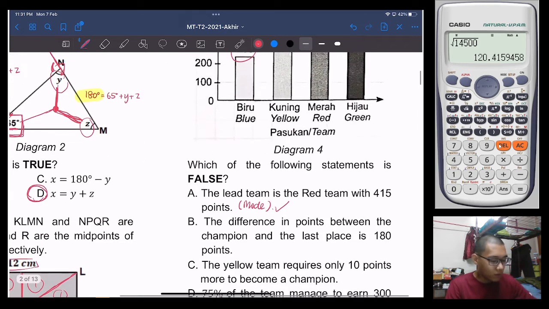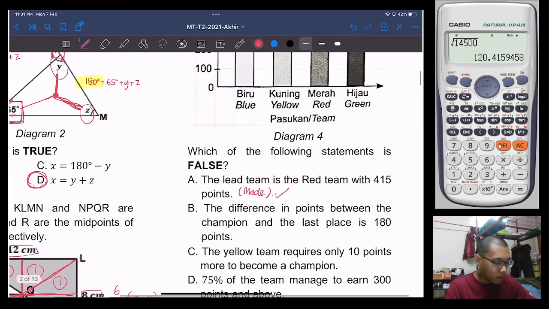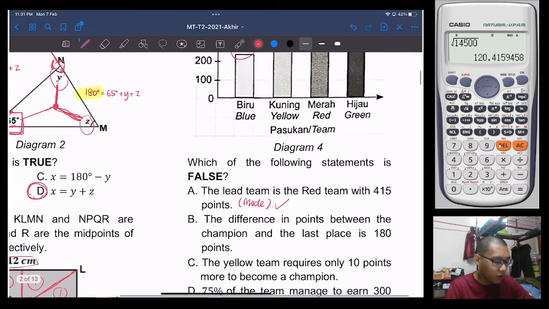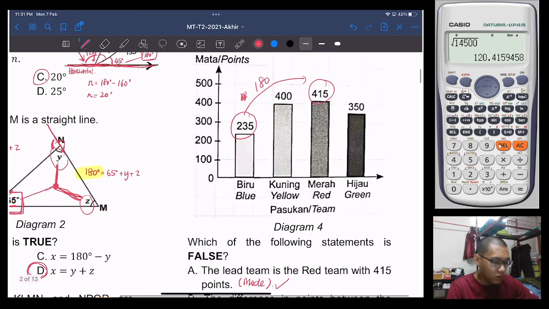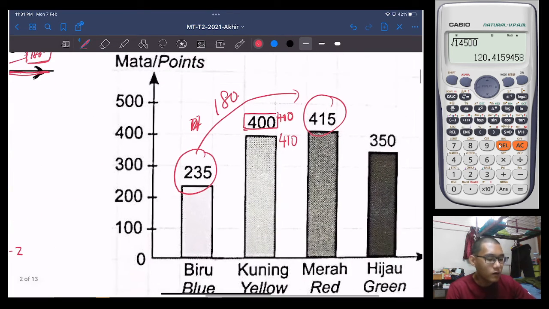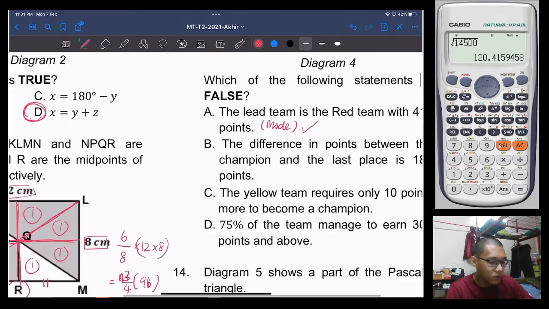Next, the yellow team requires only 10 points more to become champion. The yellow team needs another 10 points. After receiving 10 more points, is it more than the lead team? No, we just receive 10 marks and become 410, which is not more than 415. So this one is incorrect. This is the fourth statement.